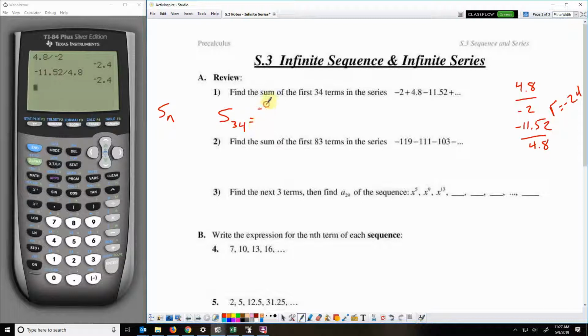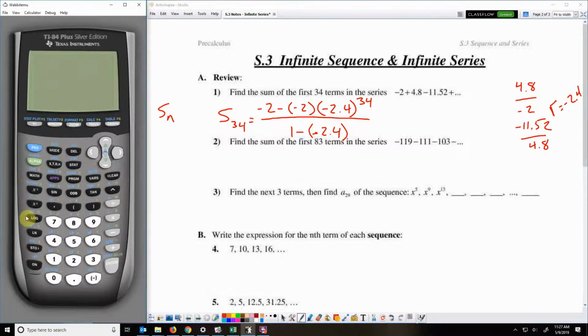that's A1 minus A1 times r to the n power, divided by 1 minus r. Okay, so we'll head to the calculator and we'll put the numerator in parentheses.